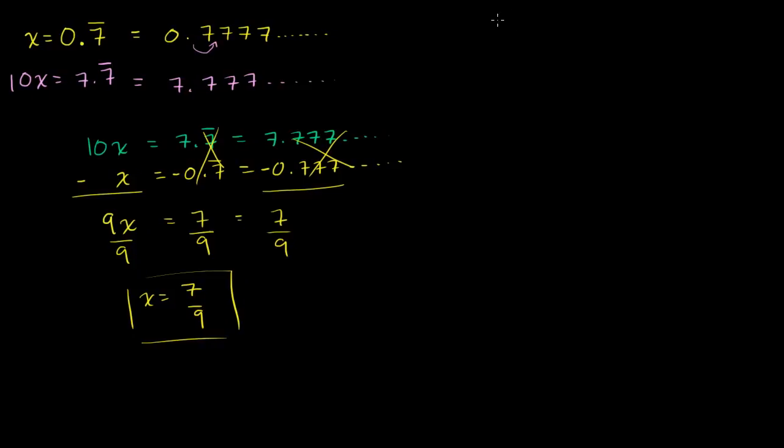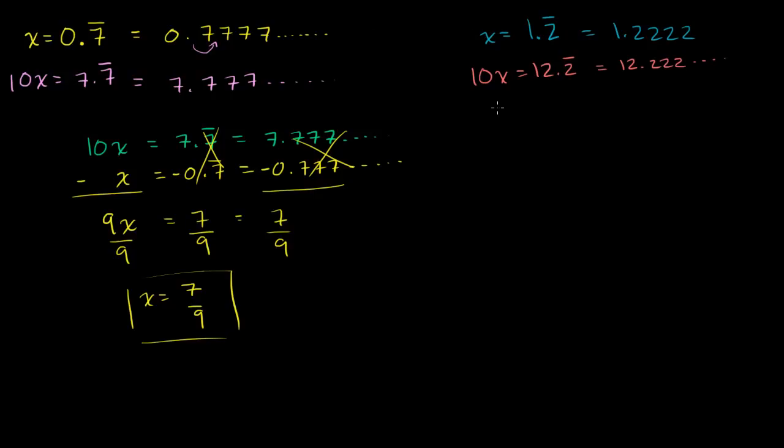So let's say I have the number 1.2 repeating. So this is the same thing as 1.2222, on and on and on. Whatever the bar is on top of, that's the part that repeats on and on forever. So just like we did over here, let's set this equal to x. And then let's say 10x, let's multiply this by 10. So 10x is equal to 12.2 repeating, which is the same thing as 12.222, on and on and on and on. And then we can subtract x from 10x.